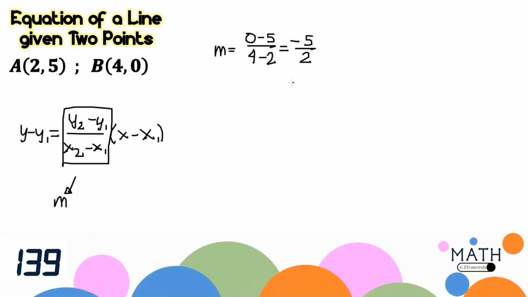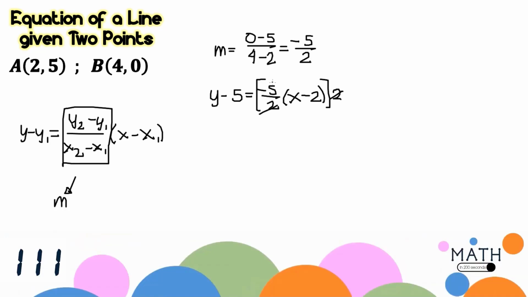And since we used earlier A as our point 1, let's also use the same coordinates. So y minus your y sub 1, which is 5, is equal to your slope of negative 5 halves times the quantity x minus your x sub 1, which is 2. From here, you have a fraction. So for some of us who have problems with that, I suggest you multiply a certain number which is the same as your denominator so that this would be cancelled out.